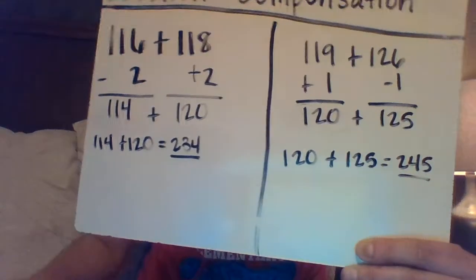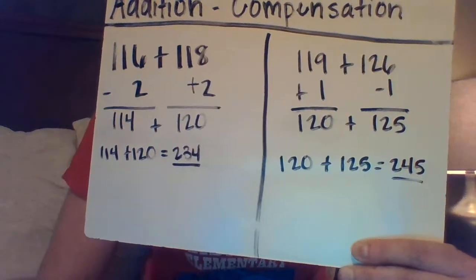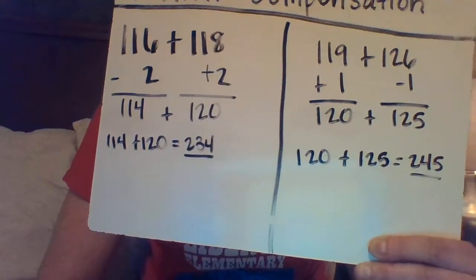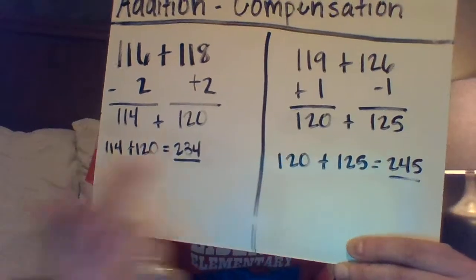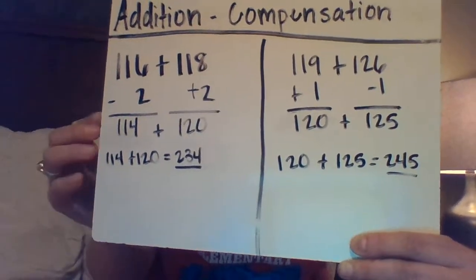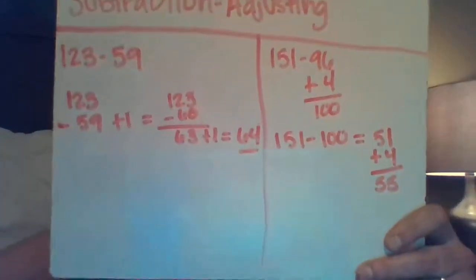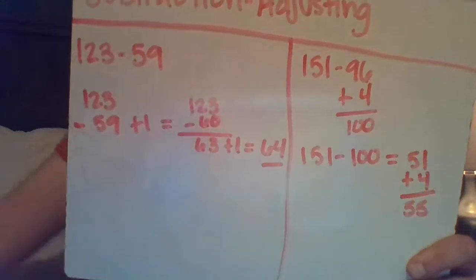So with compensation, it's really making sure that you are keeping the quotients the same, but any amount can be removed and added. I thought this really stuck out to me as an easy strategy for addition. For subtraction, I did the adjusting strategy.